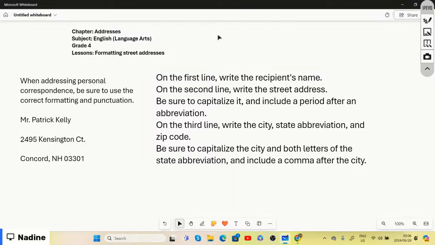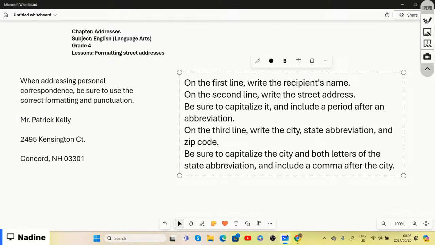All right, so when it comes to addresses, your street address is basically where you live. That is your street address, or basically your address. And there's a specific way that you need to write your address, especially if you want to send or receive messages or, let's say, letters.